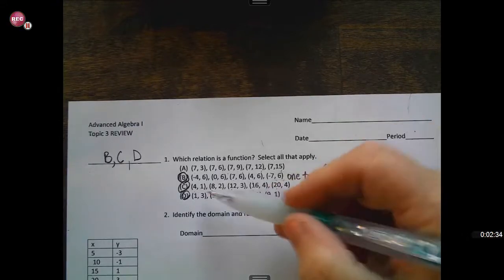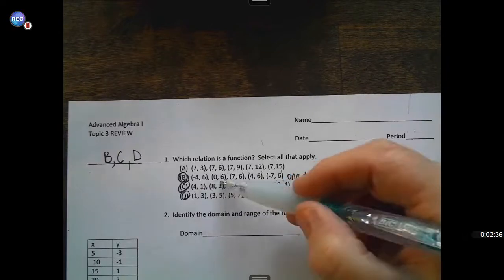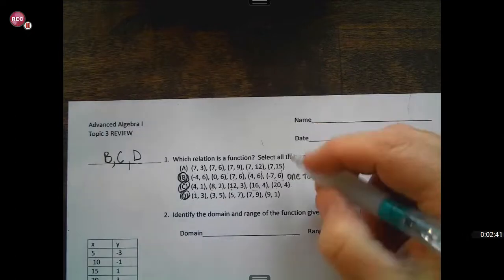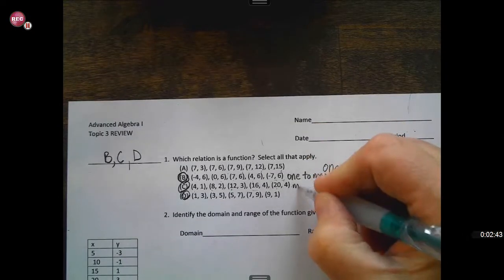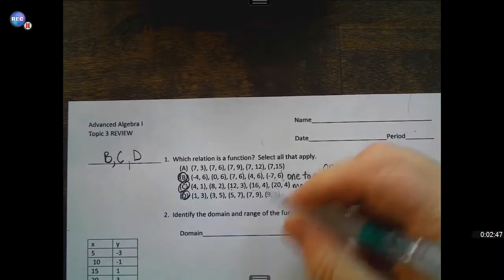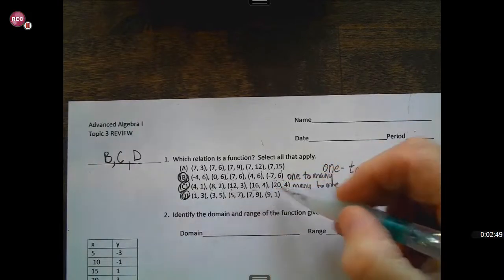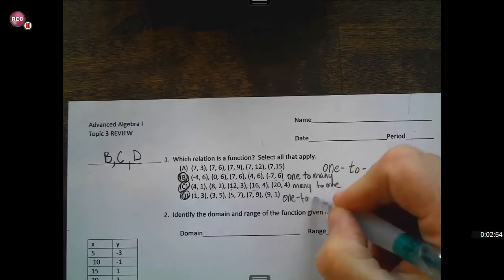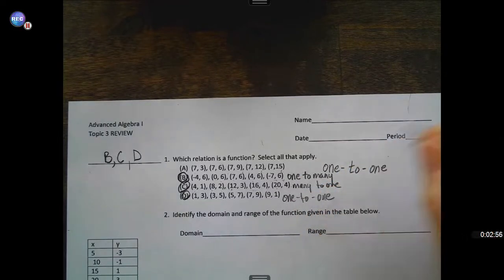Then I look at the next one, letter C, and I have 1, 2, 3, 4, 4. It is many to one. And then 3, 5, 7, 9, 1, that is one-to-one.